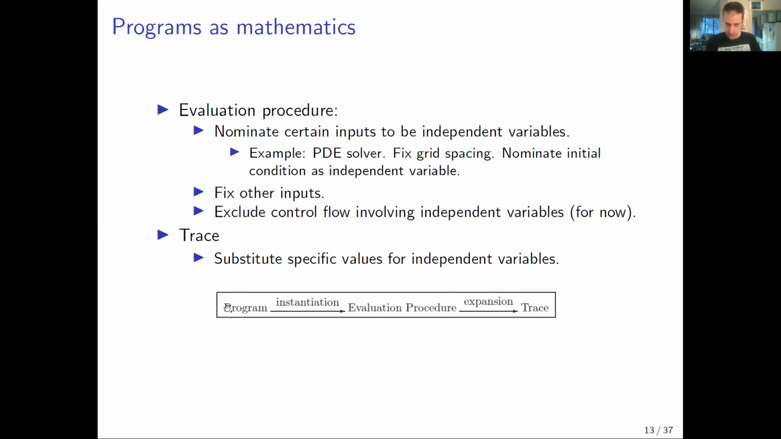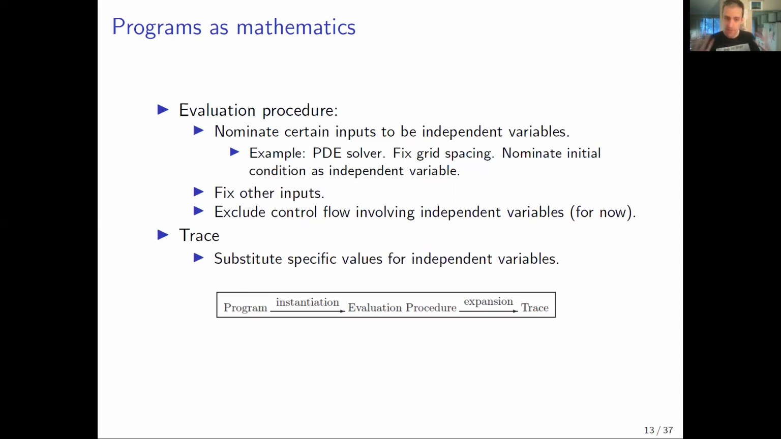It consists of the steps where you start with a program, then you convert it to an evaluation procedure, and then you convert the evaluation procedure to a trace. From their point of view, a program is just a general computer program, but now let's talk a bit more about what they mean by the subsequent 2 stages.